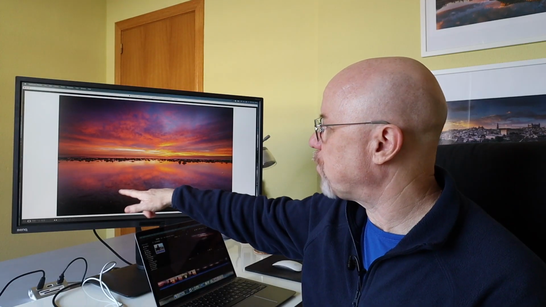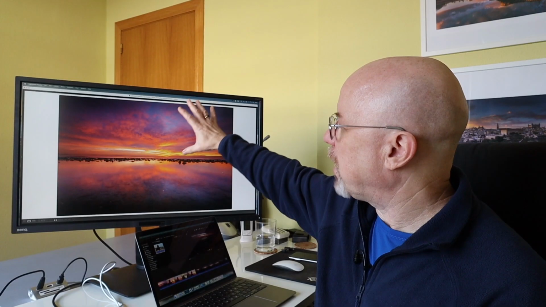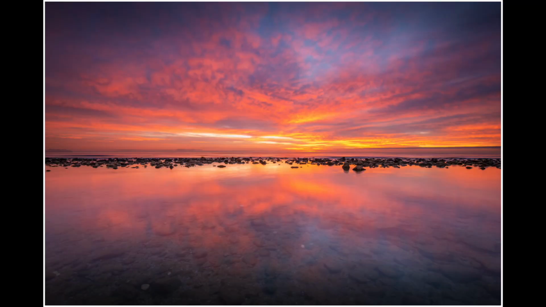You can see some of the rocks beneath the water because the pool is fairly shallow and still, but everything's reflected, the colours are gorgeous, and this image is about the sky and about the reflections.